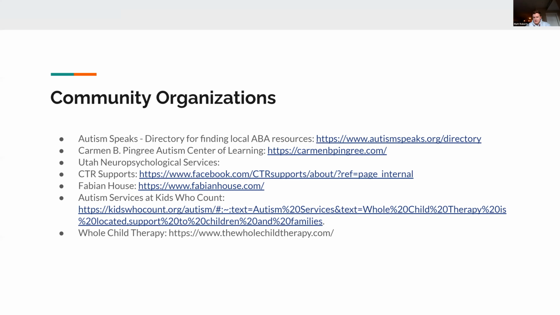At the top is just the directory for finding local ABA resources that is provided by Autism Speaks. And so this is a really good way to find ABA resources in your area. And I'll move through each of these individually, but I've included the links here. And again, if you're interested in having these links, we'll have our emails at the end of the slideshow, so feel free to reach out.